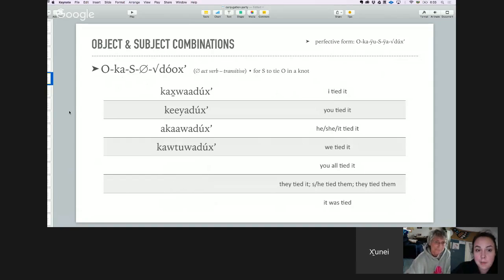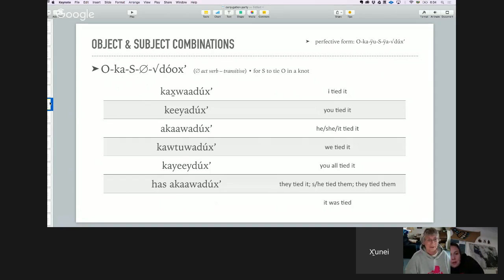Y'all tied it. Kayiyaduch. Kayiduch. So there shouldn't be an extra syllable in there. They just sort of run into it. Kayiduch. The kiya is with the second person singular. Kayiduch. They tied it. He or she tied them. They tied them. Hasakawaduch. It was tied.